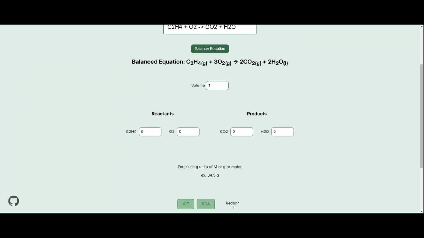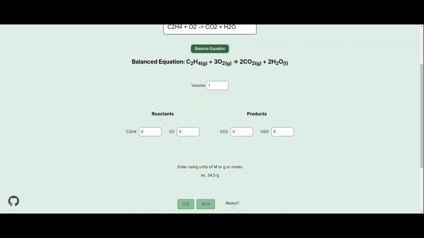If you don't know what a BCA or ICE table is, you can search them up if you like. But first up, we'll talk about the BCA table. The BCA table is basically a technique or strategy used for solving limiting reactant problems in stoichiometry.